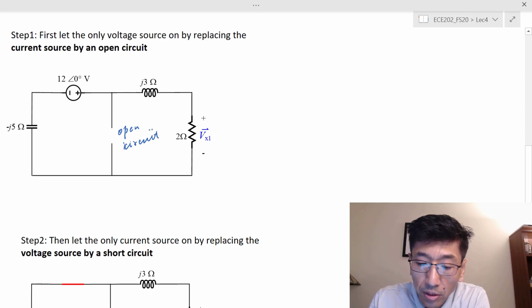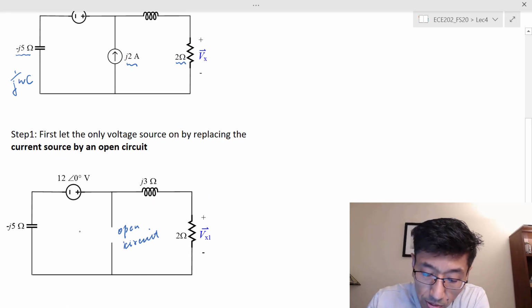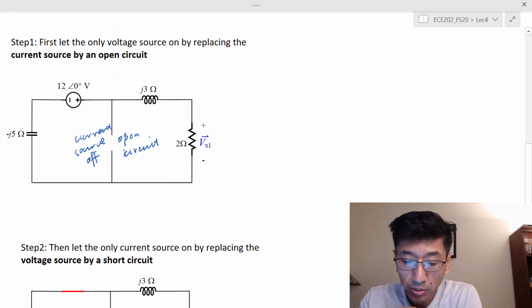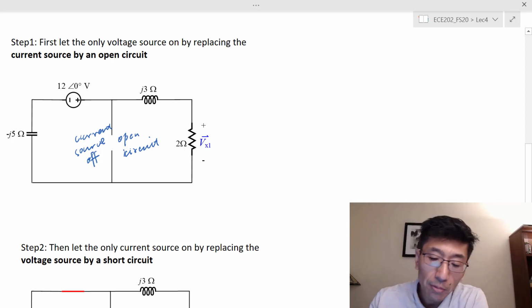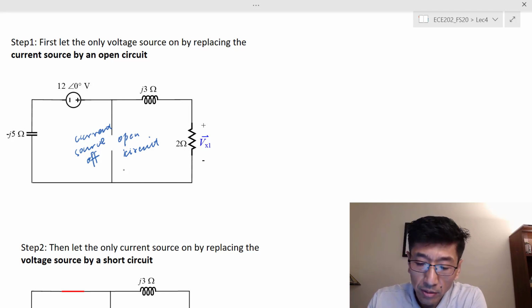After we turn off the current source, originally we had a current source here, right? So the current source is off here. This is the first thing you need to make sure you understand. In the past, if a student made a mistake, they replaced the current source with a short circuit. So you started with the wrong circuit. Of course, you will get a wrong result, right? And we discussed why a current source turned off becomes an open circuit, right? So keep that in mind.